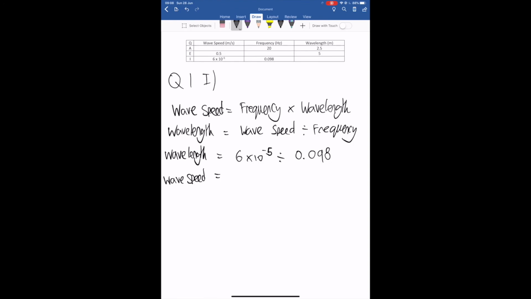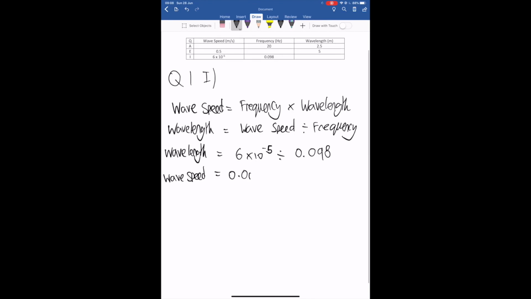And when we put this together, we can tap it into our calculator, just working it through here as I go. 6 times 10 to the minus 5, so I'm typing 6, pressing the times 10 to the x because I've got a Casio calculator, and then typing minus 5, and then dividing that by 0.098, and the answer is 0.000612 meters, or if you put that into standard form, that is going to be 6.12 times 10 to the minus 4 meters.